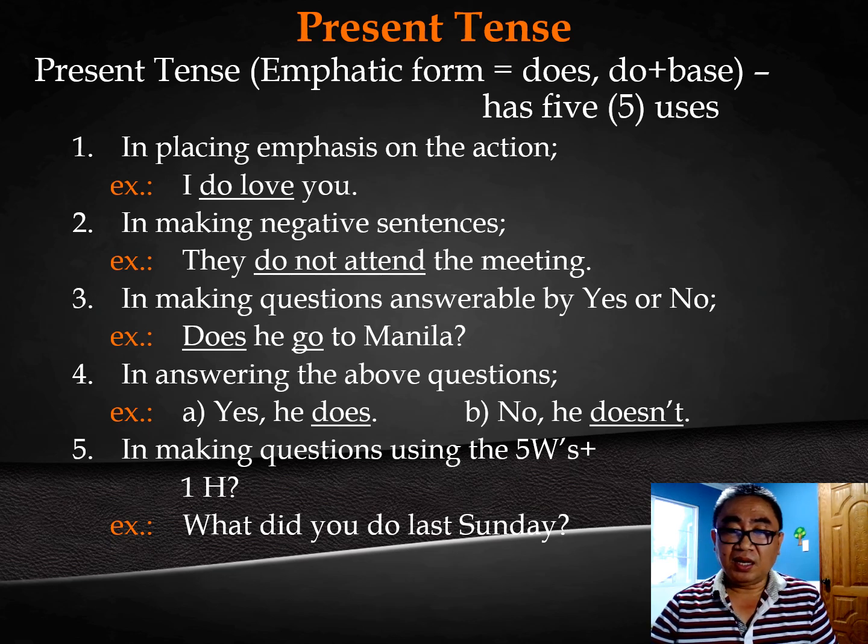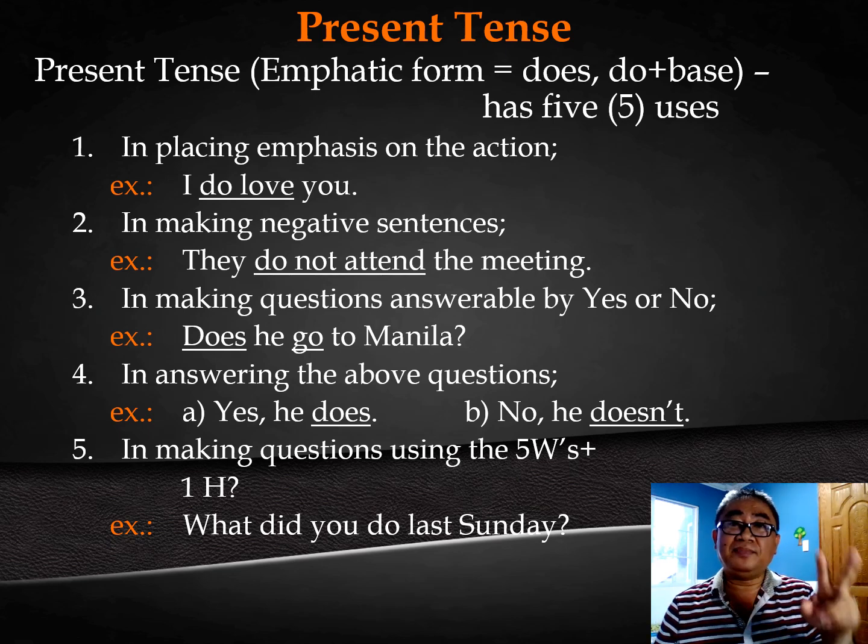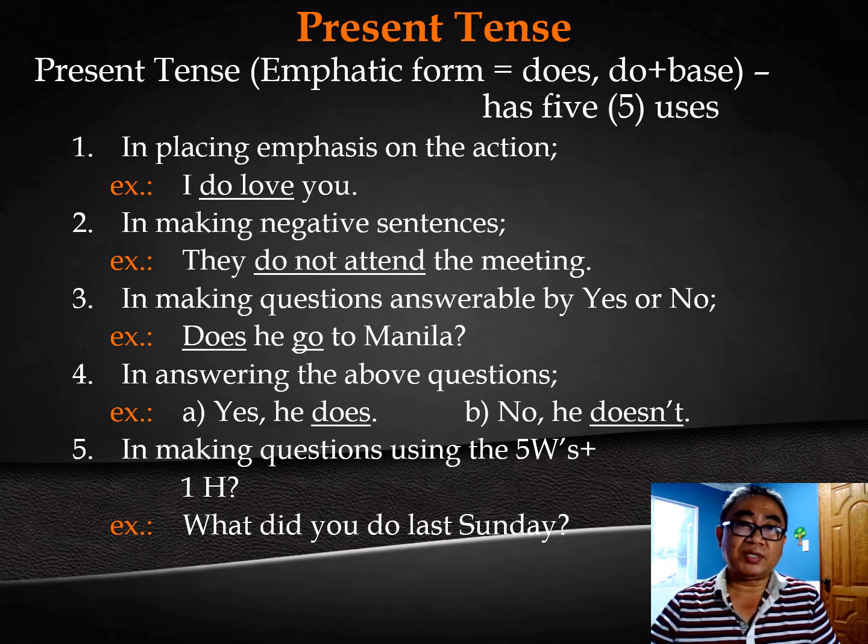Okay, so what did you do last Sunday? So in other words, the general formula is that we have does or do plus the base form of the verb with the following uses of the present tense emphatic form of the verb.